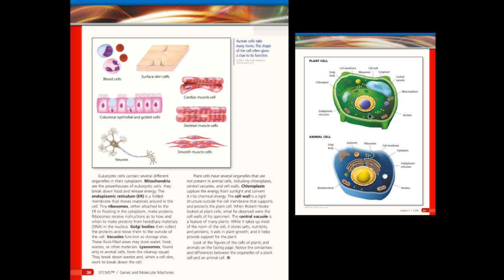And off to the right, you have two different diagrams. The top is a plant cell, the bottom is an animal cell. And as you look closely, you'll notice that some of the organelles between the two are the same, and some of the organelles between them are different.